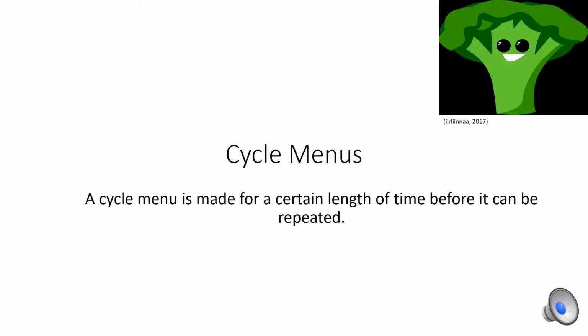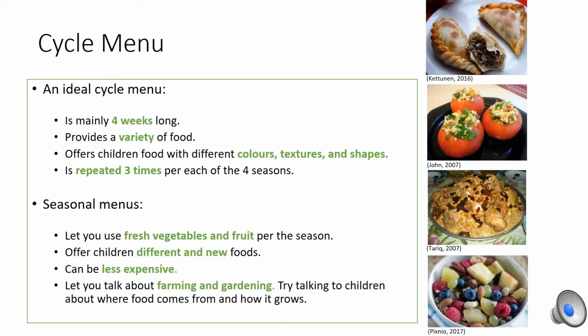A cycle menu is made for a certain length of time before it can be repeated. An ideal cycle menu is mainly 4 weeks long, provides a variety of food, offers children food with different colors, textures, and shapes, and is repeated 3 times per each of the 4 seasons.